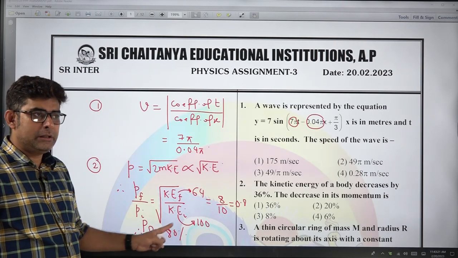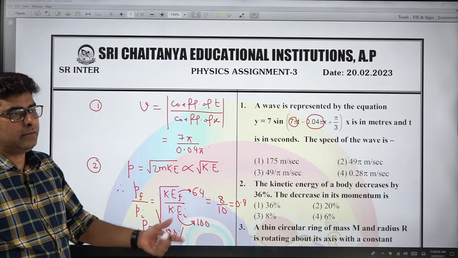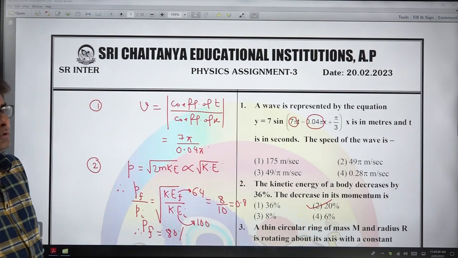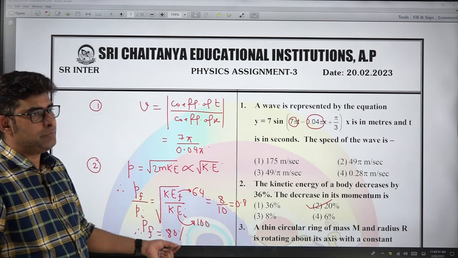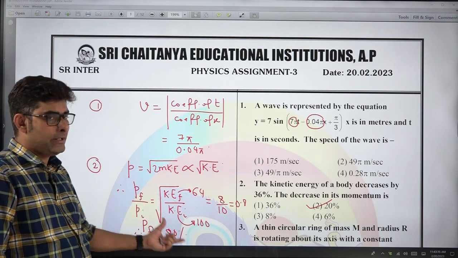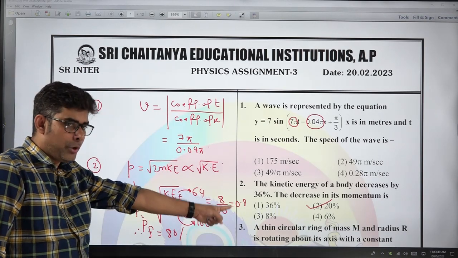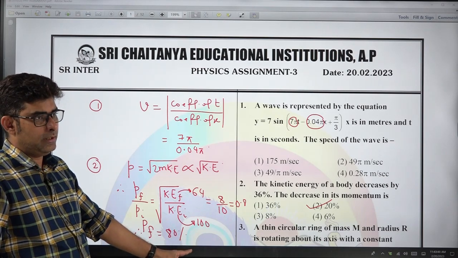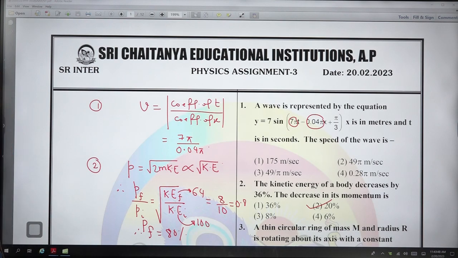So final momentum is 80%. So how much is the decrease? 100 minus 80, that is 20%. Understood? So whenever you have got questions based on percentage, best is to take the initial value as 100. So final momentum by initial momentum is 0.8, means final momentum is 80% of initial. So how much is the decrease? 20%. Clear?